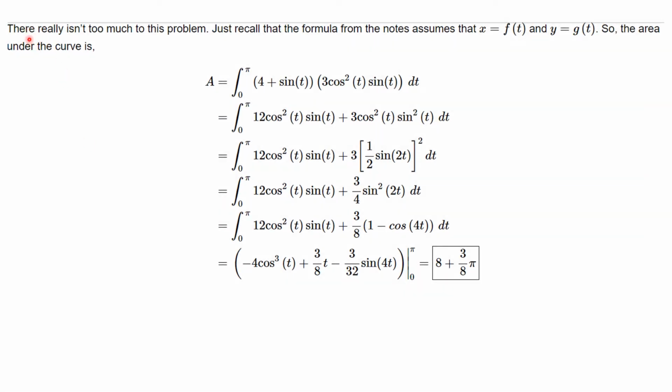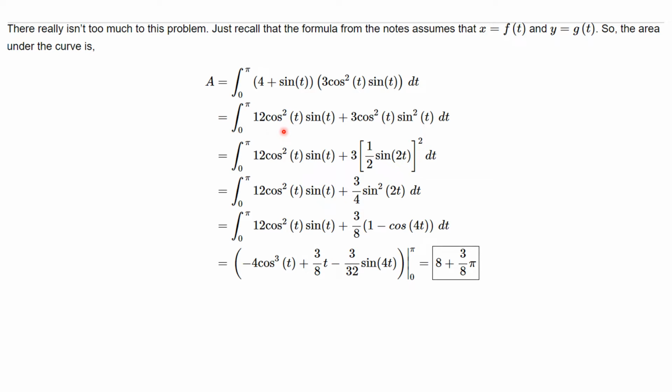The second problem also, we're really just following the formula. This is what we had for y, and this is the derivative of x with respect to t, and then dt, and we're going from 0 to pi. So we have the area is equal to 4 plus sine t, and this is 3 cosine squared t times sine of t dt. And then we have to distribute this across, and so we get the integral from 0 to pi, 12 cosine squared of t times sine of t plus 3 cosine squared of t sine squared of t dt. So we will go through and integrate this.